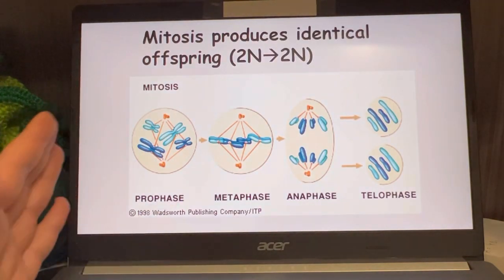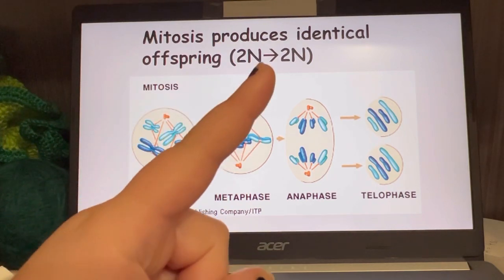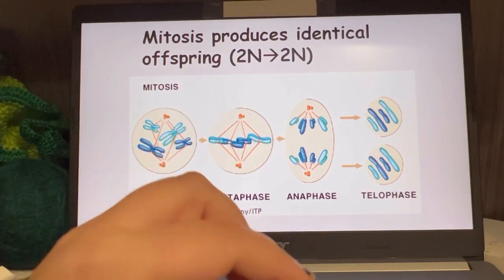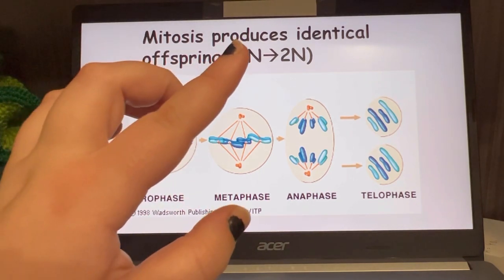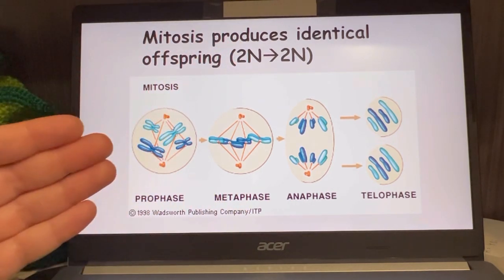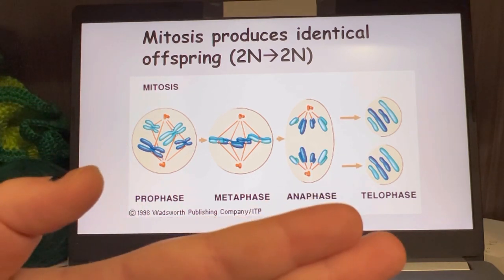Okay? Next, so mitosis produces two identical offspring. So starts off at 2N, creates 2N. 2N stands for diploid. 1N, or just N by itself, is haploid. Alright, so once again, mitosis: prophase, metaphase, anaphase, telophase.